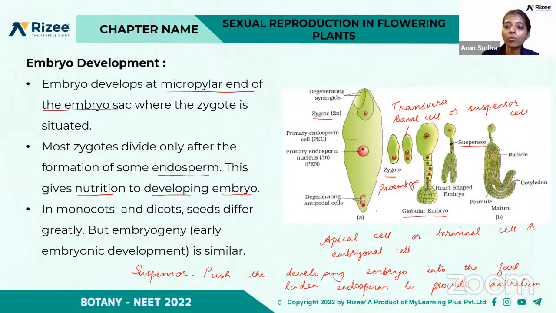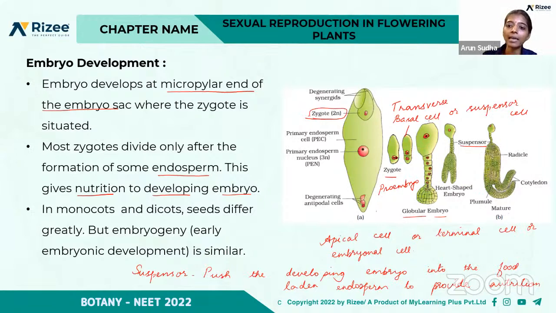That is, the main role of this suspensor is to push the developing embryo into the endosperm, so that it can get its nutrition. The endosperm is the one which provides nutrition for the growth of the zygote to form an embryo, right? So the suspensor pushes the developing embryo into the endosperm to provide nutrition. So this is the development of the embryo, right?